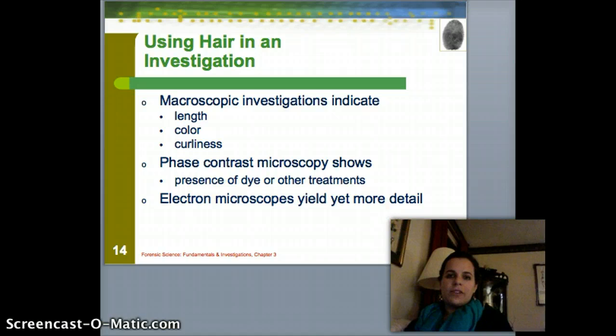When we're using hair in an investigation, we can do a macroscopic investigation, meaning looking at it under the naked eye or with a hand lens, and we can indicate the length, color, and curliness of the hair, and that could limit the group of individuals that left that hair at the crime scene. You can use something called phase contrast microscopy, which will show you whether the hair has been dyed or treated. Could be also using a perm or something like that. And if you use an electron microscope, you can have even more detail about the hair. An electron microscope will look at the hair, the atoms in the hair, rather than the hair structure in general.